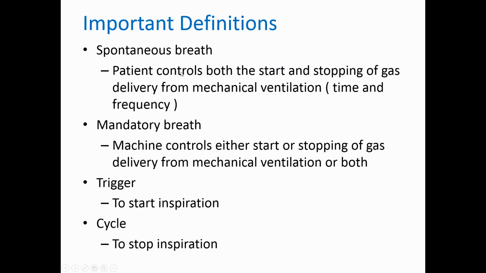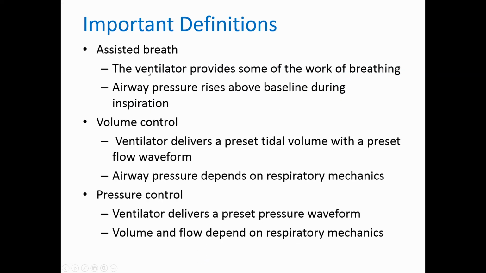Definitions. You need to know this. Spontaneous is when the patient is in control of both the start and stopping of every breath that they take. A mandatory breath is a machine-delivered breath that either starts or stops based on a certain amount of gas delivered based on your setup. The trigger is when the inspiration starts. Cycling is when the inspiration stops. An assisted breath is actually a ventilated breath that was initiated by the patient.